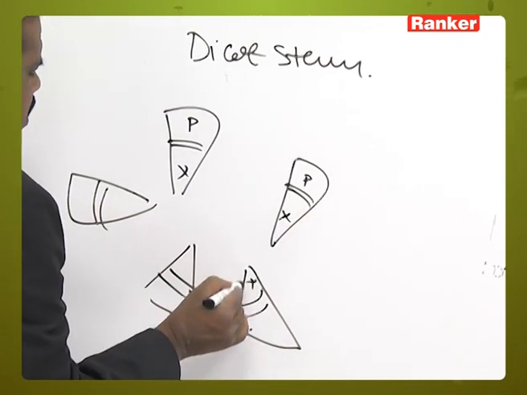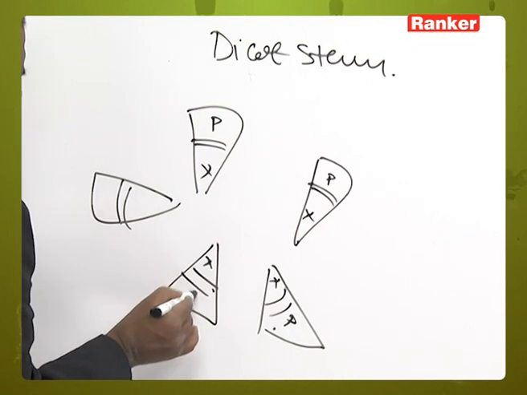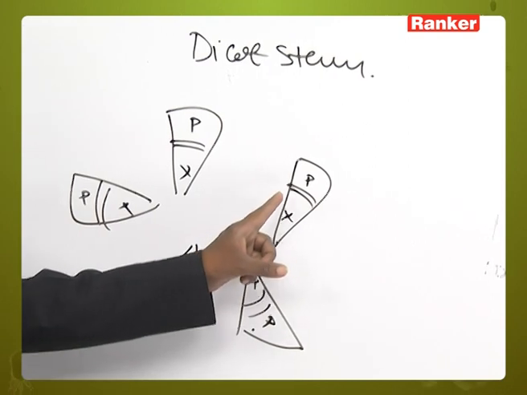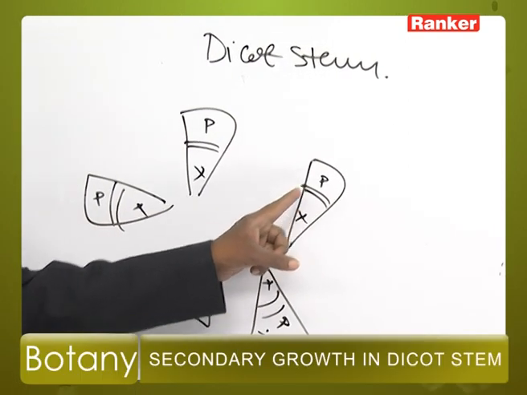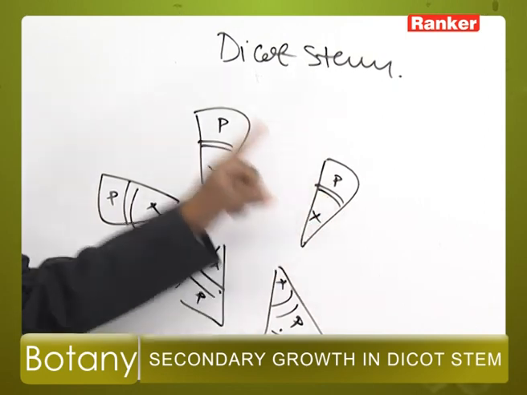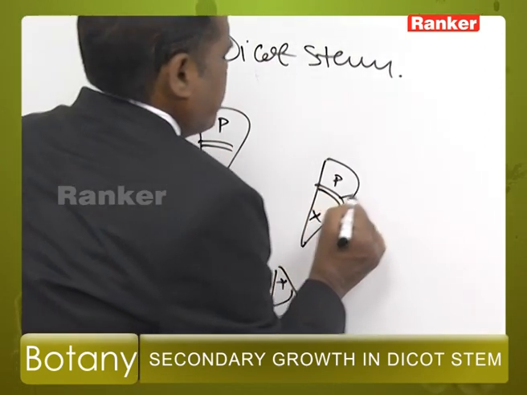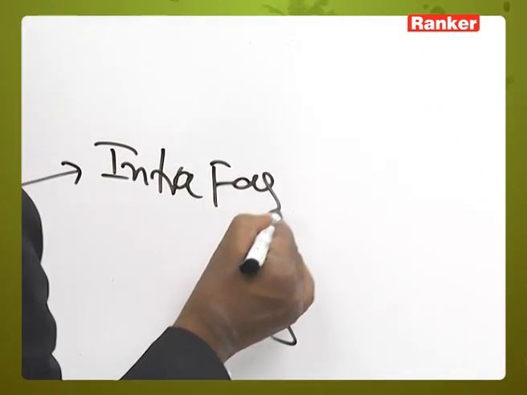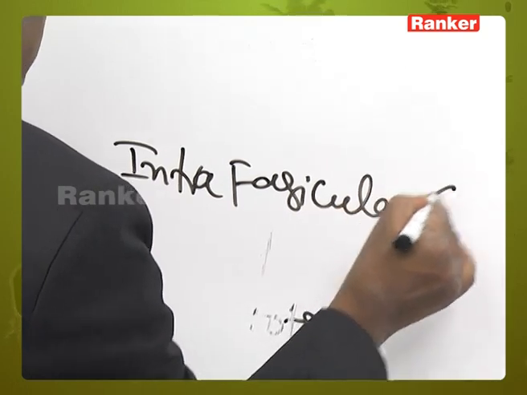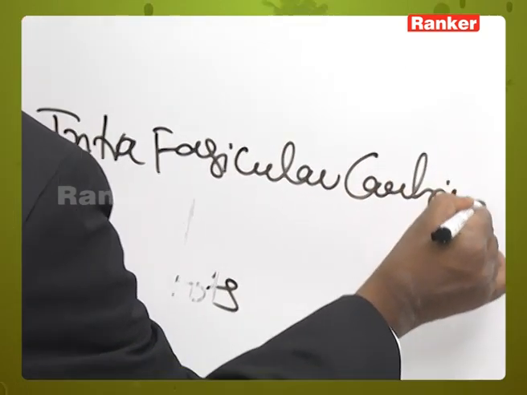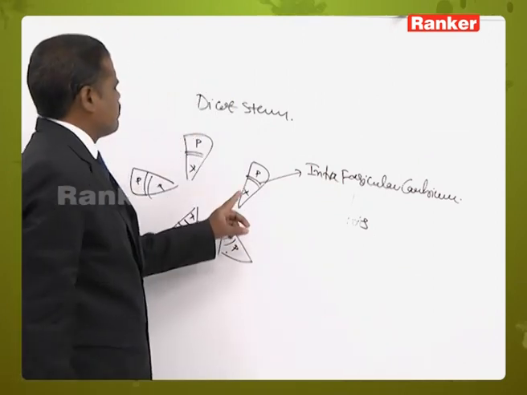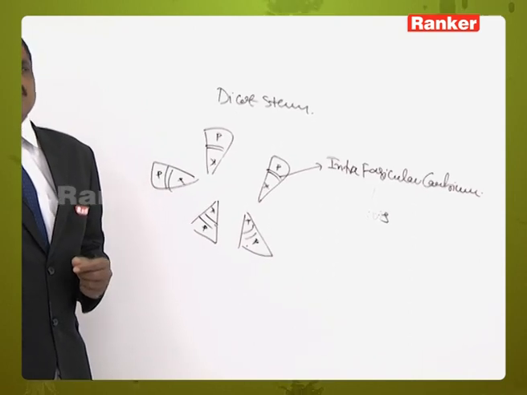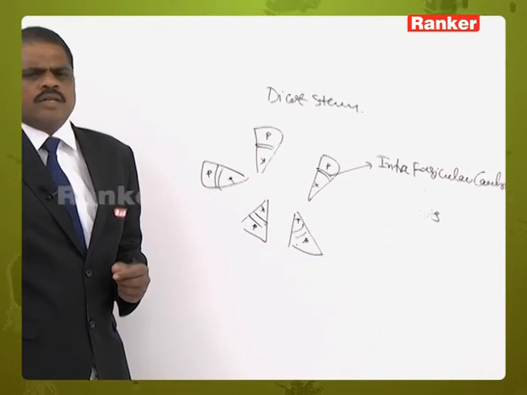Xylem, phloem, xylem, phloem, xylem, phloem, and xylem and phloem. In each vascular bundle, between xylem and phloem, cambium is present. This cambium is called intrafascicular cambium. The cambium which is already present inside the vascular bundle is called intrafascicular cambium.